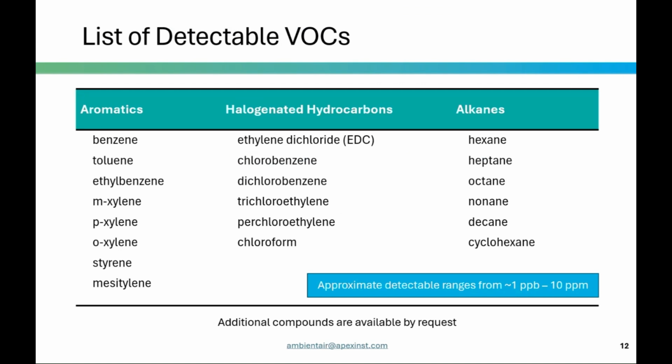This slide here lists different detectable VOCs. In general, we're detecting aromatics, halogenated hydrocarbons, and alkanes. We have built out a library for some of these VOCs, but we can build out libraries for additional VOCs by request. So please reach out to me if you have a VOC of interest that you'd like help analyzing.